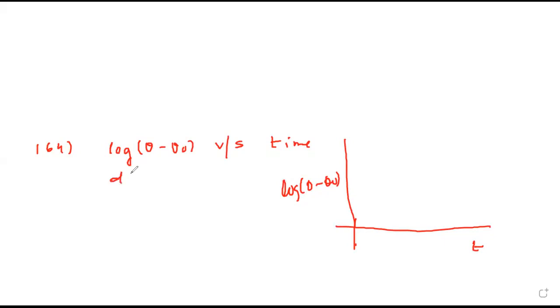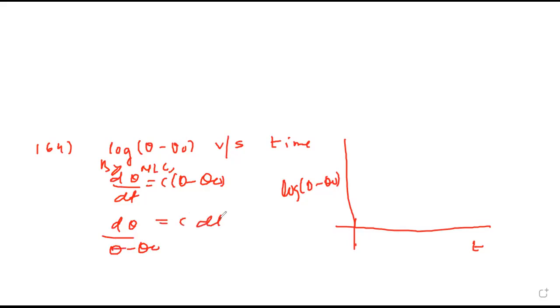So you should know now. This is the relation: d theta by dt is C into (theta minus theta 0), by Newton's law of cooling. Now, d theta upon (theta minus theta 0) is C into dt, because I have to separate time. Any doubt in this equation? See, I want to separate time from dt.